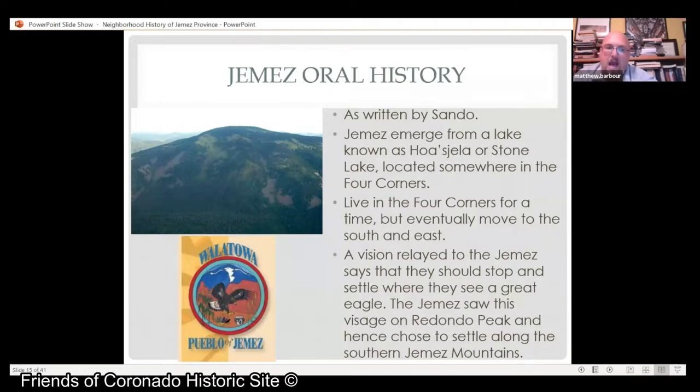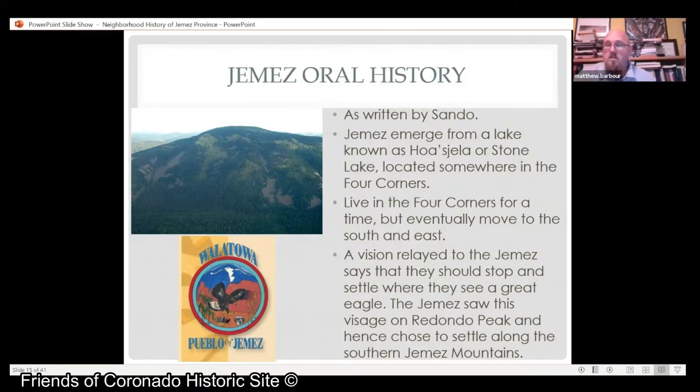During this migration path, a vision is relayed to the Jemez that says they should stop and settle where they see the great eagle. And the Jemez are moving south and east, and then they end up going south. On the south face of Redondo Peak, which is the picture you can see above you, they saw the sign of the eagle, and hence they chose to settle along the southern Jemez Mountains. And in fact, if you look at their seal today, which I provided down below, you'll notice that the sign of the eagle is featured prominently on the mountainside.